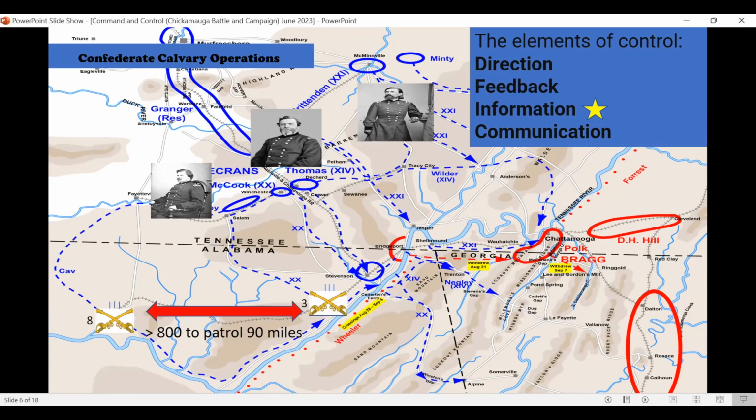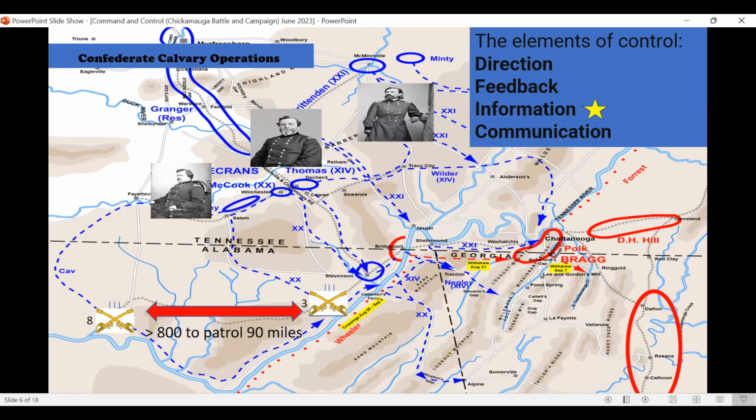Well, Wheeler and Forrest, like I mentioned, detested each other. Bragg kept them separated. Forrest was on the right flank. Wheeler had roughly 7,000 troopers to cover this area right here. Okay, 7,000. However, he assigned just two regiments, the 8th Cavalry right here and the 3rd Cavalry Regiment right here. Less than 800 troopers to patrol 90 miles. 90 miles. Incredible.